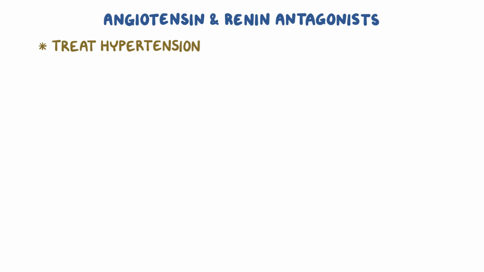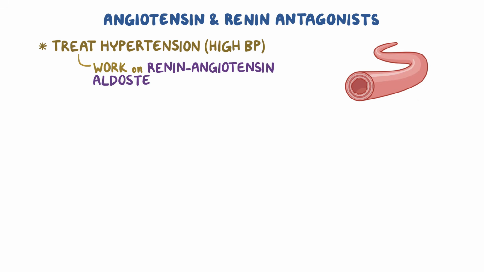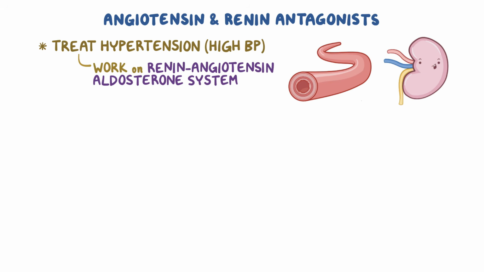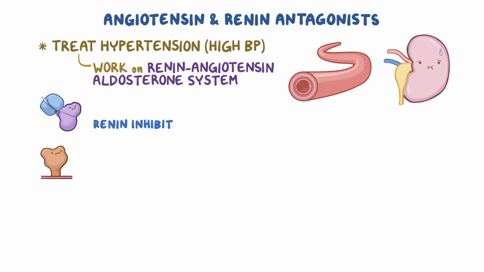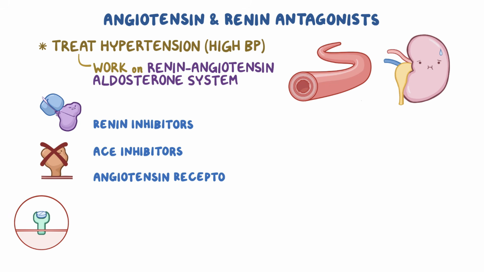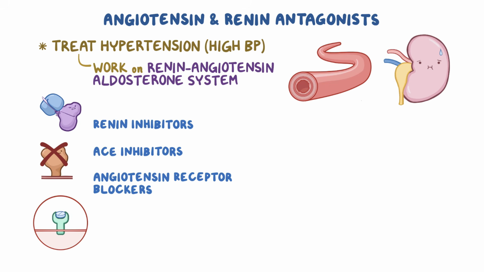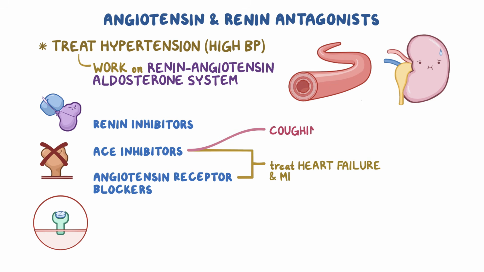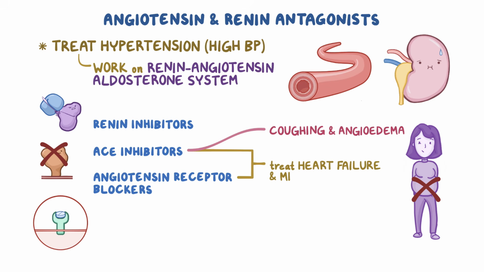treat hypertension or high blood pressure. They work at different levels of the renin-angiotensin-aldosterone system that normally regulates blood pressure. The three main classes of medications include renin inhibitors, ACE inhibitors, and angiotensin receptor blockers. ACE inhibitors and ARBs can be used to treat heart failure and MI, but ACE inhibitors cause coughing and angioedema. None of these medications should be given during pregnancy.